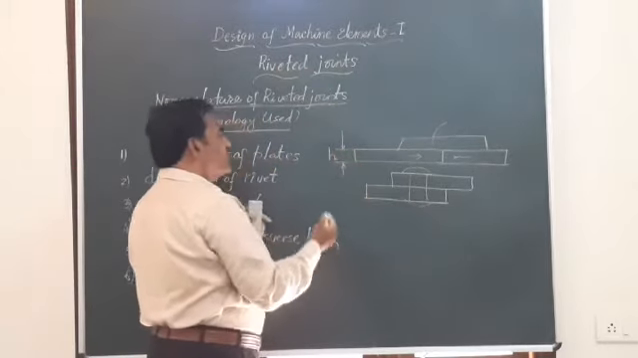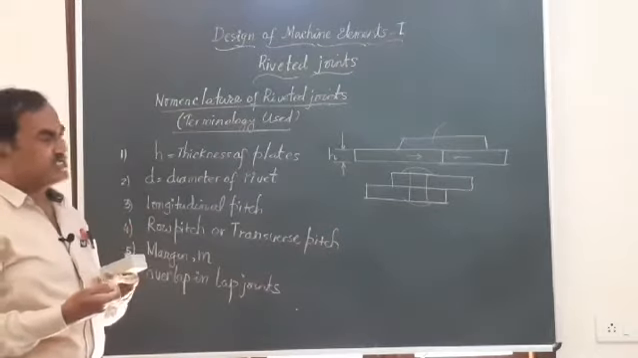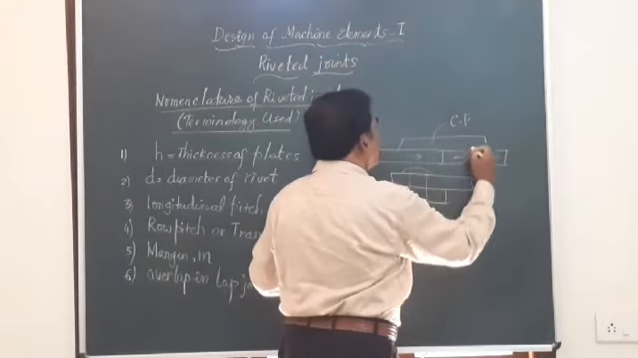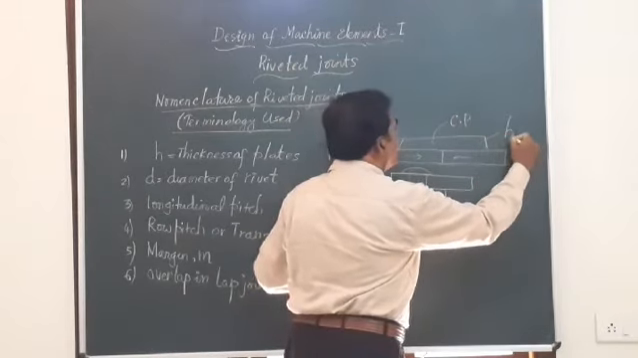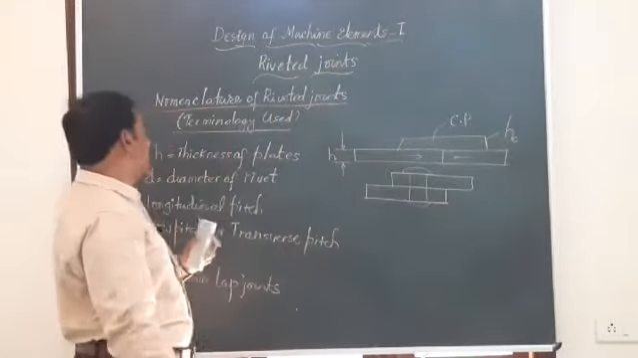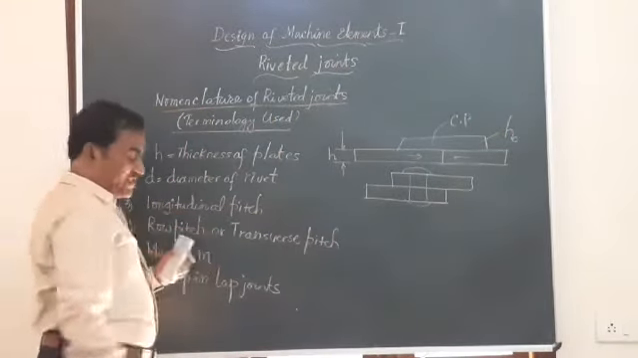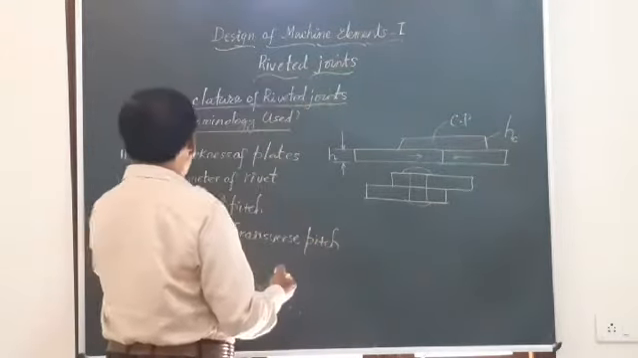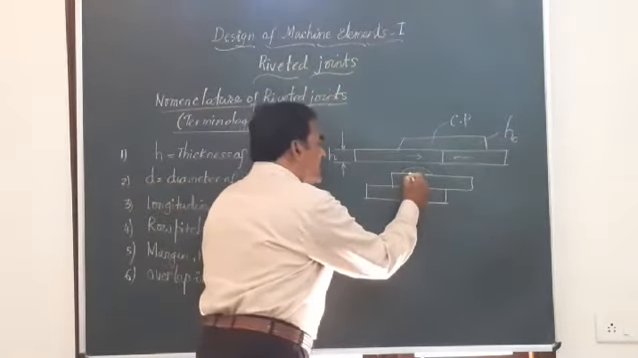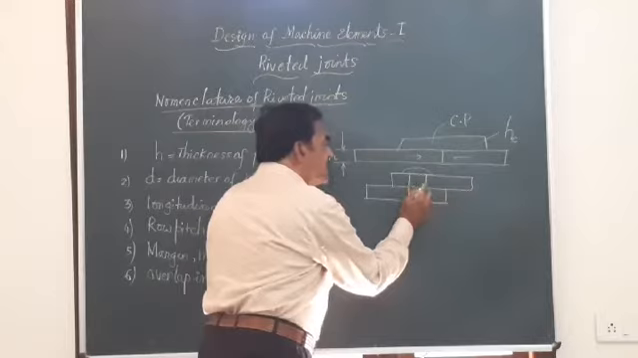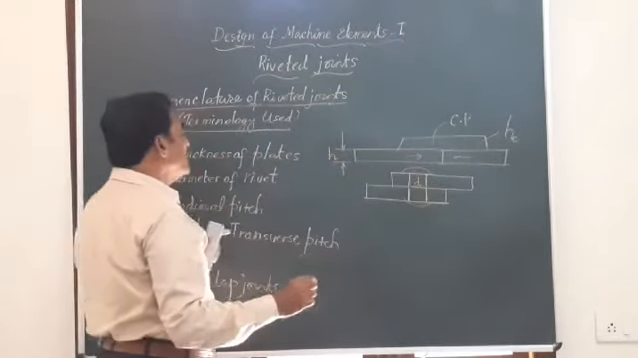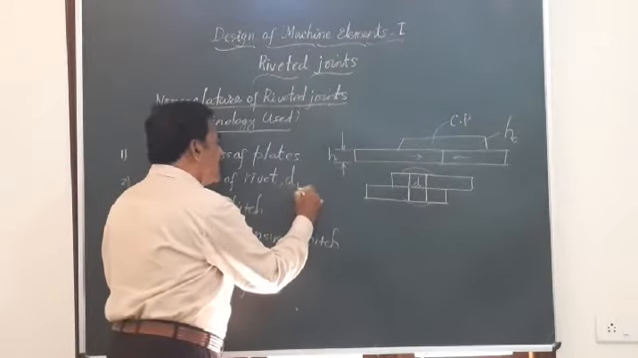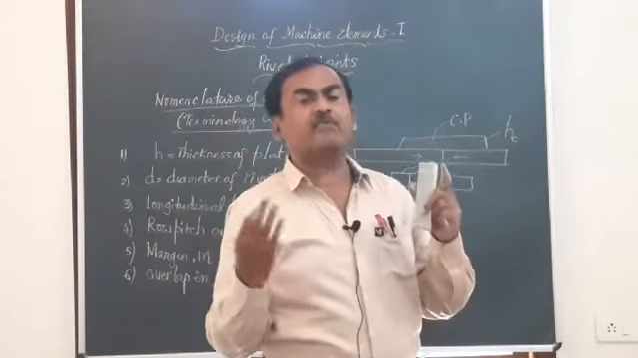So H is equal to the thickness of the plates to be used, and this is the cover plate, and this thickness is generally represented by HC. HC means thickness of the cover plate. Then the diameter of the rivet. The diameter of the rivet is the diameter of that mechanical element which is used to make this joint. It will have a diameter D. You also have another parameter by name DH. DH stands for the diameter of the hole.